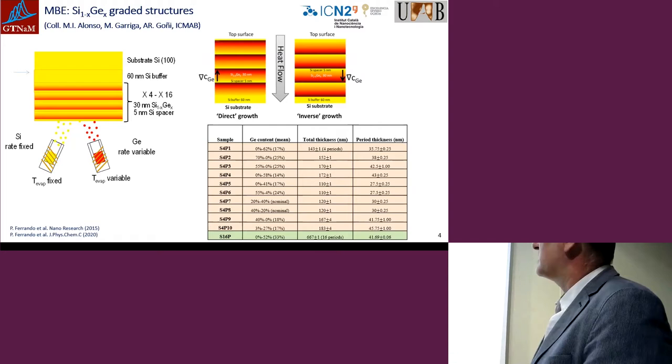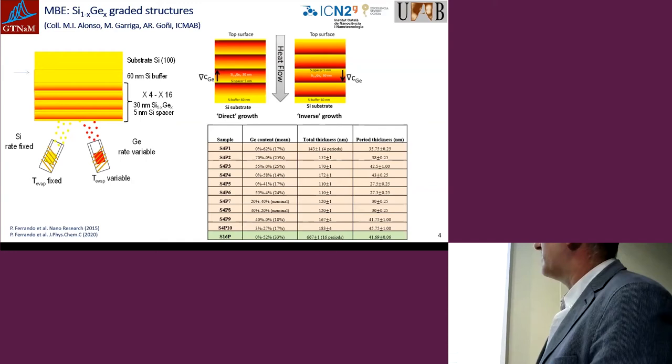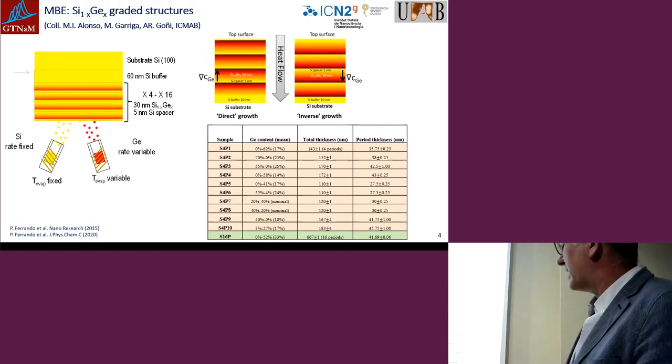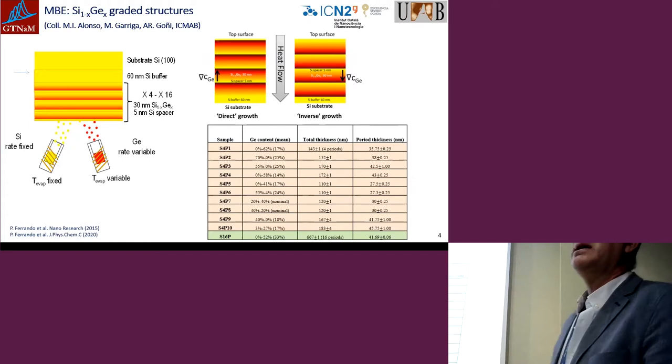It's a 16 period superlattice with approximately 30% concentration, but this is slightly thicker, 700 nanometers, with a period of 42 nanometers. We have done direct and inverse growths. That basically means in some materials we start by silicon rich, in some others we start by germanium rich, but I will not go into detail on the effect of this inverse growth.